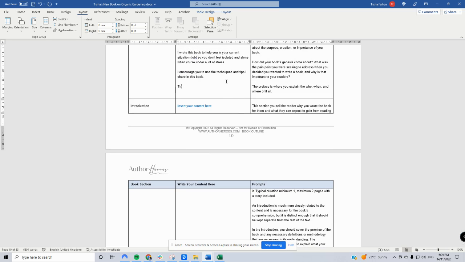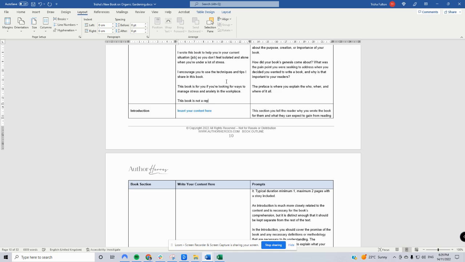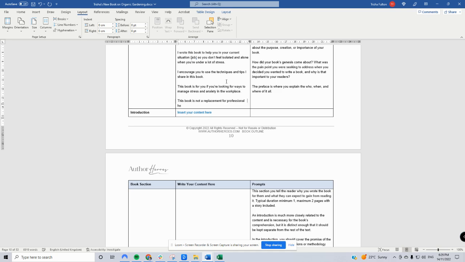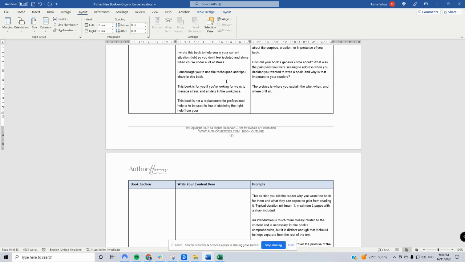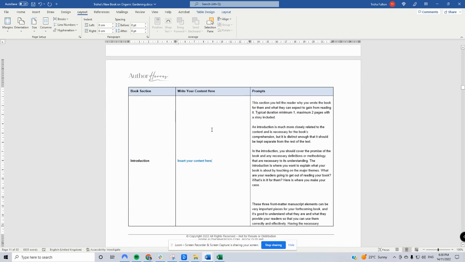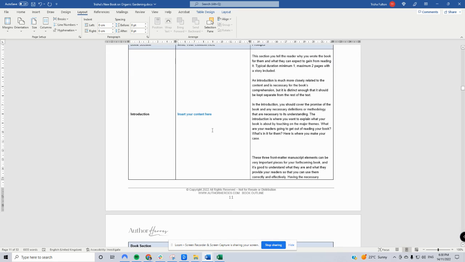Okay, let me go back up here. This book is for you if you're looking for ways to manage stress and anxiety in the workplace. This book is not a replacement for professional help or to be used in lieu of obtaining the right help from your specialist. Right. Who you wrote the book for, why you wrote the book for them. I'll come back then right at the very end.